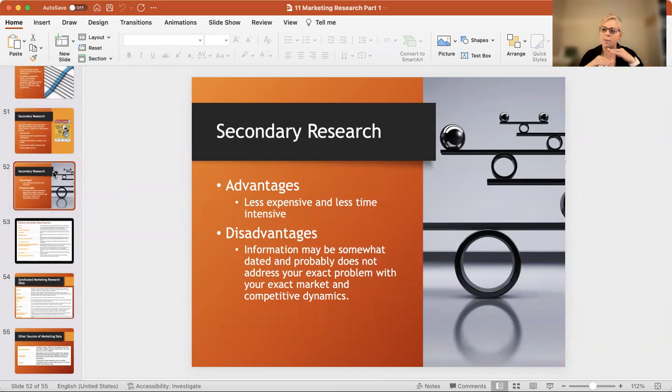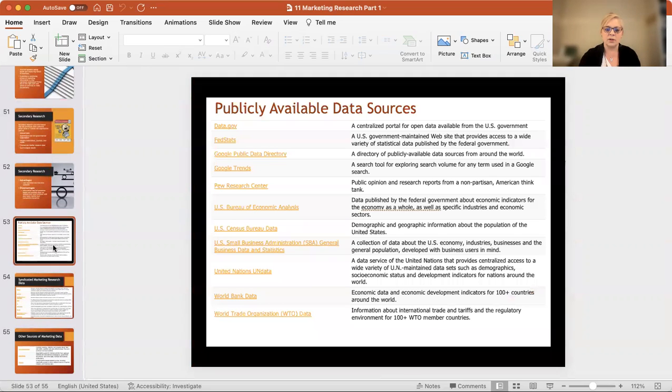It's a great way of baselining information and then jumping off from that to see where you need to spend the money. So the advantages, it's less expensive and it's less time intensive, and the disadvantages, it may be somewhat dated, right? And it may not really address your exact problem. That is really a challenge with secondary research.